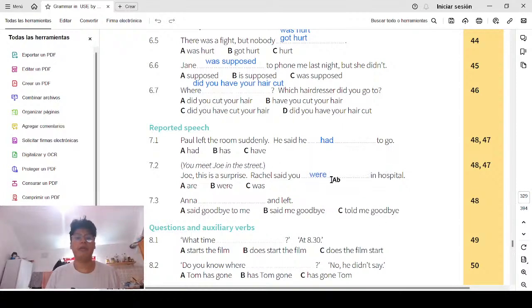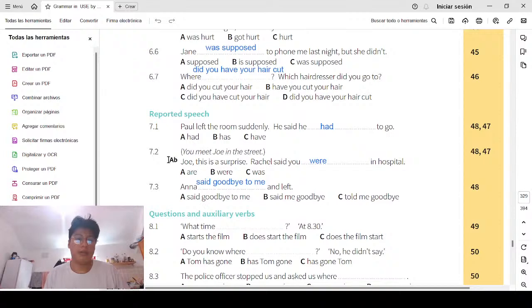Same. We're talking about reported speech, so that Rachel says it was in the past. Rachel says, Rachel said you were in hospital. Okay. Another one. Anna said goodbye to me. Okay. That's different.